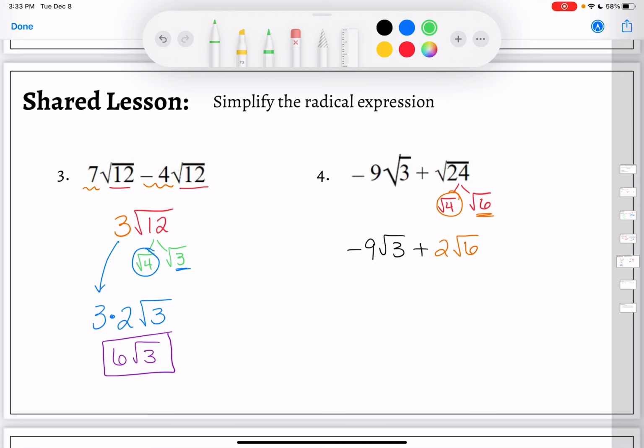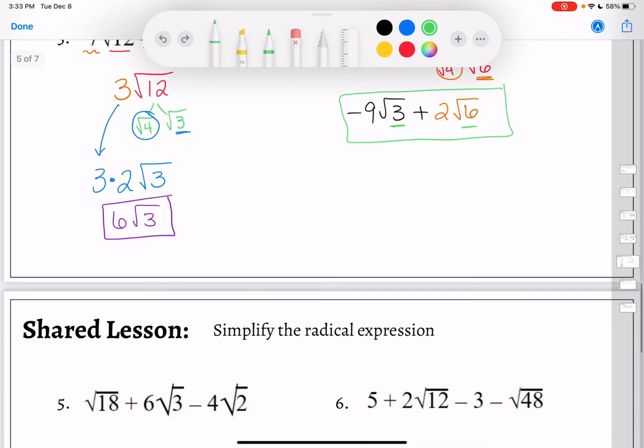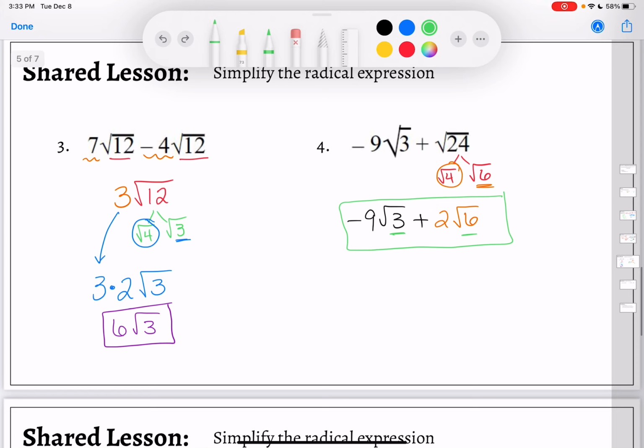Oh, shoot. Those are still not like radicals. I've got a radical 3 and a radical 6, so I cannot combine them. So this stays as my final answer. So just like in that second warm-up we did, way back here, this middle one, I had ones that weren't like terms, so I ended up with 2 terms in my answer. That can happen with radicals too. If you don't have like terms, then you can't combine them. So that's how it's going to stay.